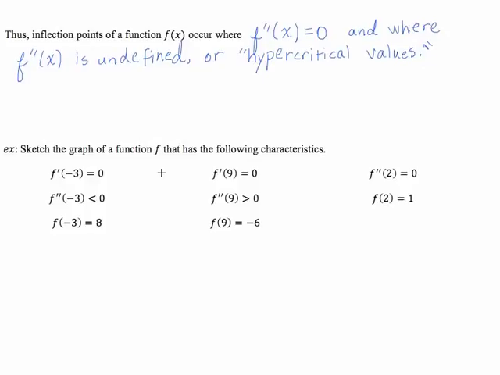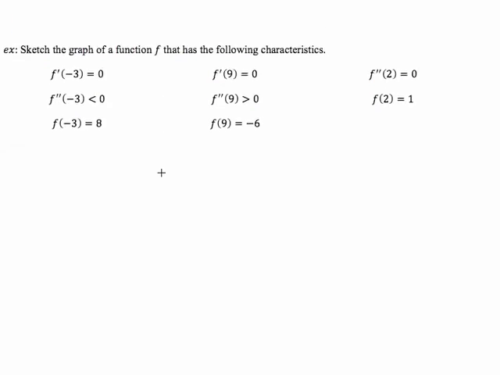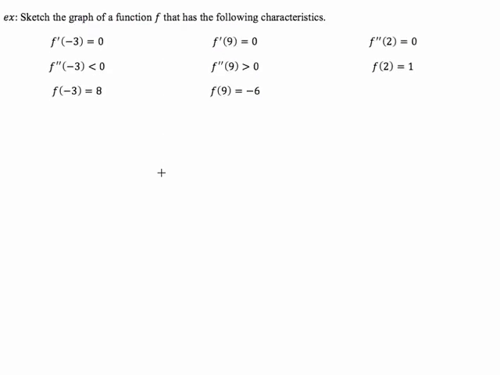Okay, let's put all this together and sketch the graph of a function f that has these characteristics, where f prime of negative 3 equals 0, f double prime of negative 3 is less than 0, and f of negative 3 is 8. Okay, all of those values correspond to x equals negative 3. All of these three values correspond to x equals 9. At 9, we want f prime to equal 0, the second derivative to be positive, and f of 9 to equal negative 6. And then at 2, we want the second derivative to equal 0 and f of 2 to equal 1.